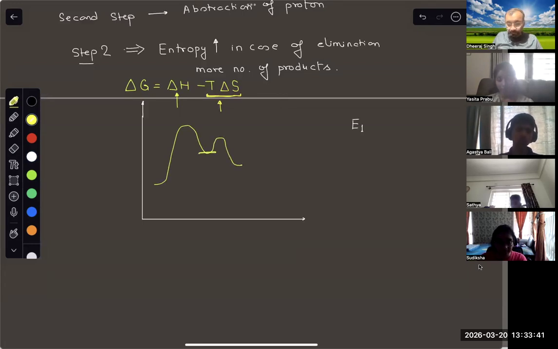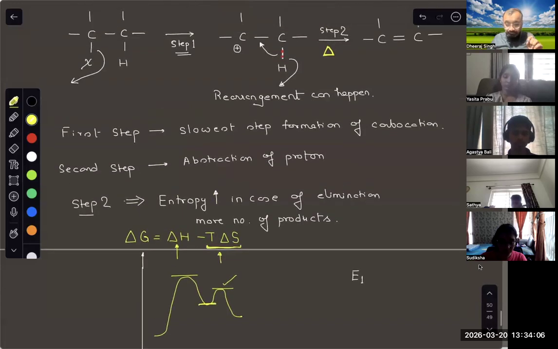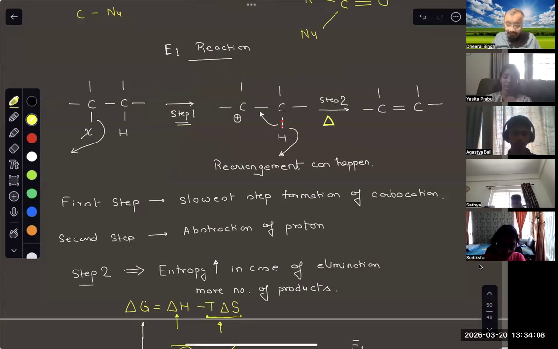This is your intermediate. These are your transition states. Transition state 1 is when the leaving group bond is getting broken. Leaving group is leaving; that process of leaving is a transition state. And the second transition state, the second peak, is when the carbon-hydrogen bond is breaking. All right.